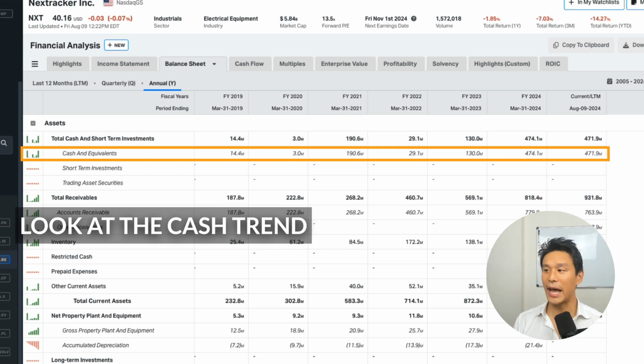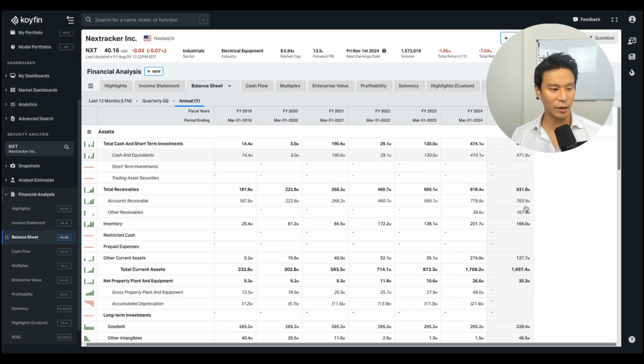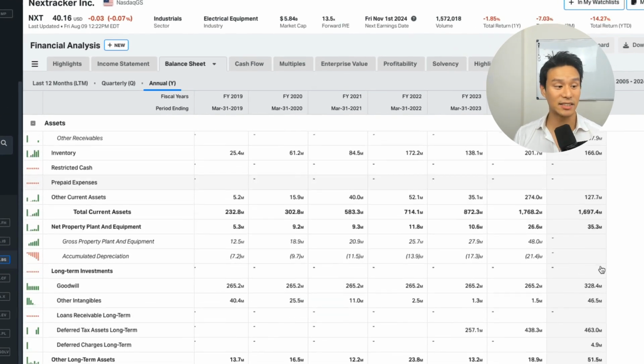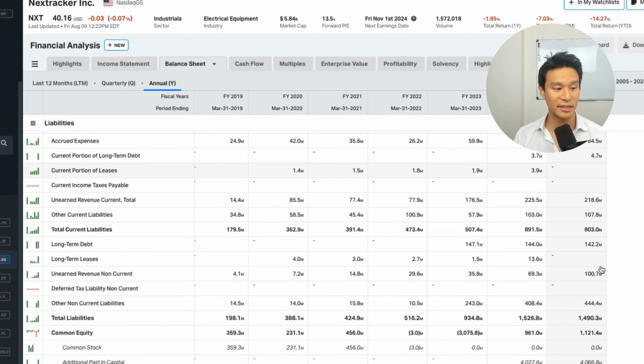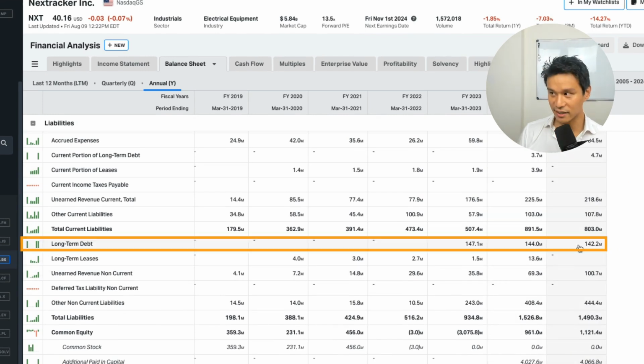And if the cash balance is declining, that indicates that the company is just not profitable because it's using all the cash in its bank account, and that the business is burning cash and might require more capital. The second thing I always want to check is the debt. That's in the liability section. I want to check how much debt it has.